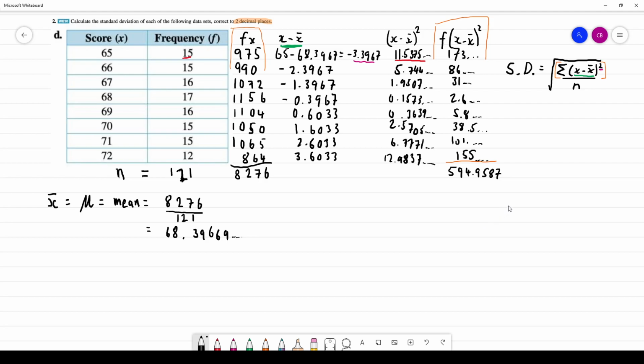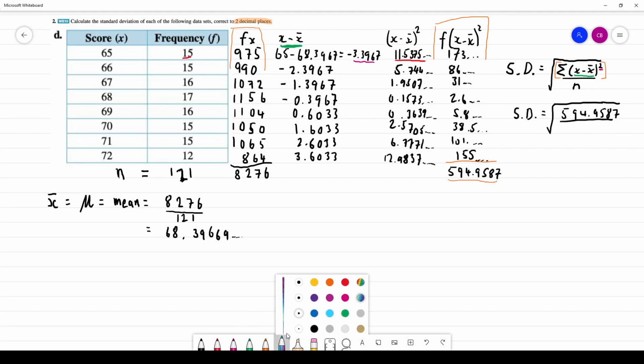Now, finally, we're on the home stretch. We're almost there. So our standard deviation is equal to the square root of the sum of all of these things, which we've just worked out is this number down here. This isn't a very scary number, so we just write that in. 594.9587, and we divide it by n. And where does n come from? Let's use blue. This little n here is just from here. It's just 121.